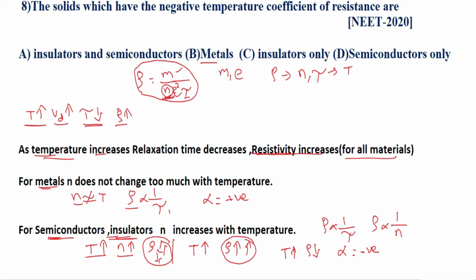Okay. So the answer for this question is A. That is, insulators and semiconductors have negative temperature coefficient of resistance. Whereas for metals, you will have positive temperature coefficient of resistance.